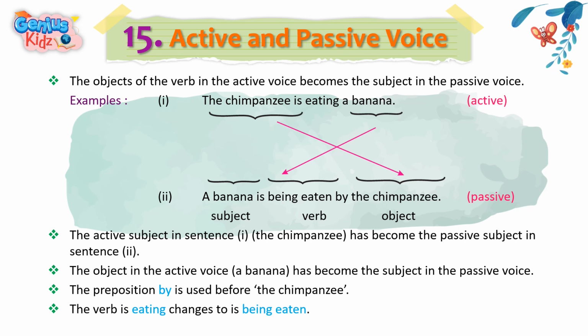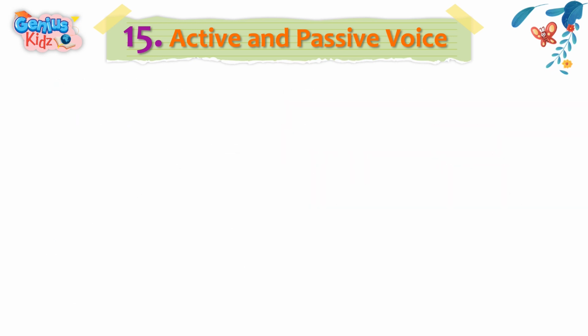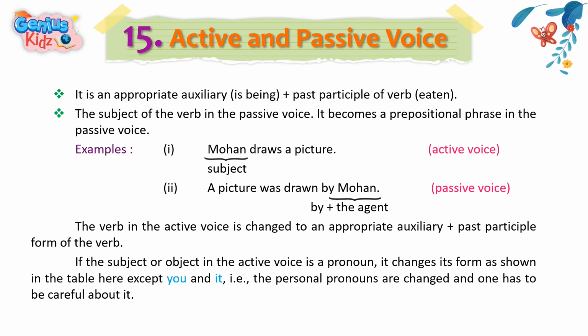Examples: 1. Active: The chimpanzee is eating a banana. 2. Passive: A banana is being eaten by the chimpanzee. Subject, verb, object. The active subject in sentence 1, the chimpanzee, has become the passive subject in sentence 2. The object in the active voice, a banana, has become the subject in the passive voice. The preposition by is used before the chimpanzee. The verb is eating changes to is being eaten. It is an appropriate auxiliary, is being, plus the past participle of the verb, eaten.